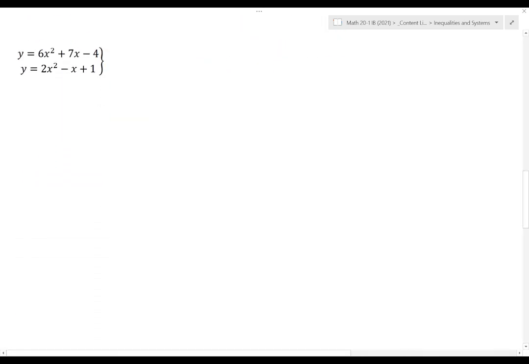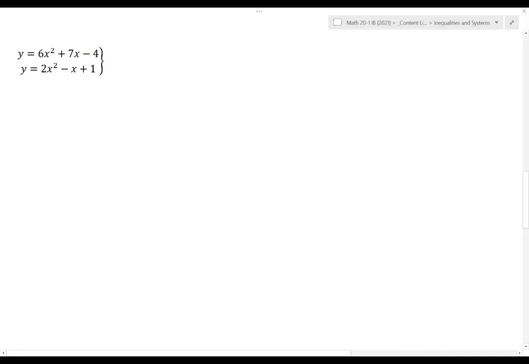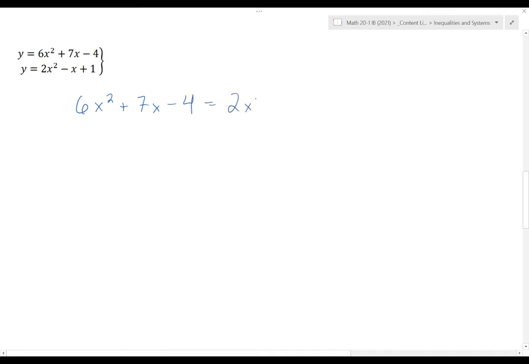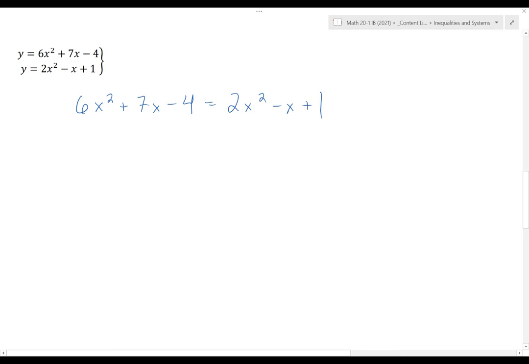We can also have intersections between two parabolas. So again, y equals y, so that means that 6x squared plus 7x minus 4 is going to have to equal 2x squared minus x plus 1. So again, a quadratic equation. So again, I'm going to bring everything over to one side. So that becomes 4x squared plus 8x minus 5 equals 0.